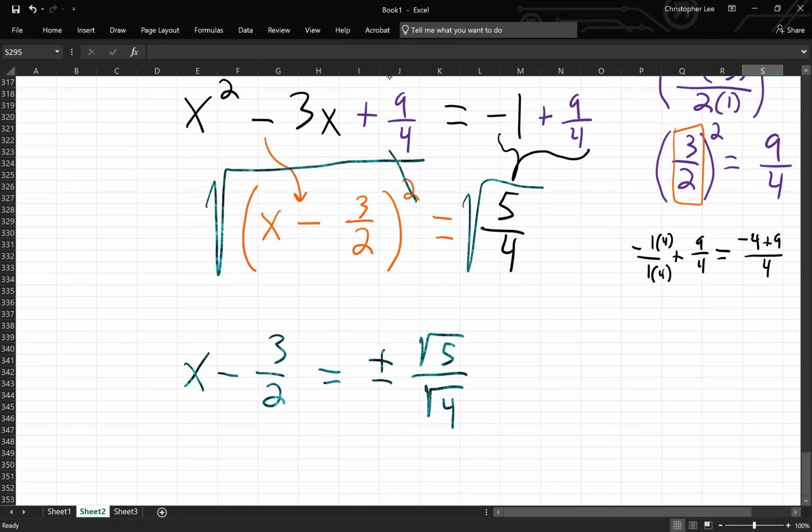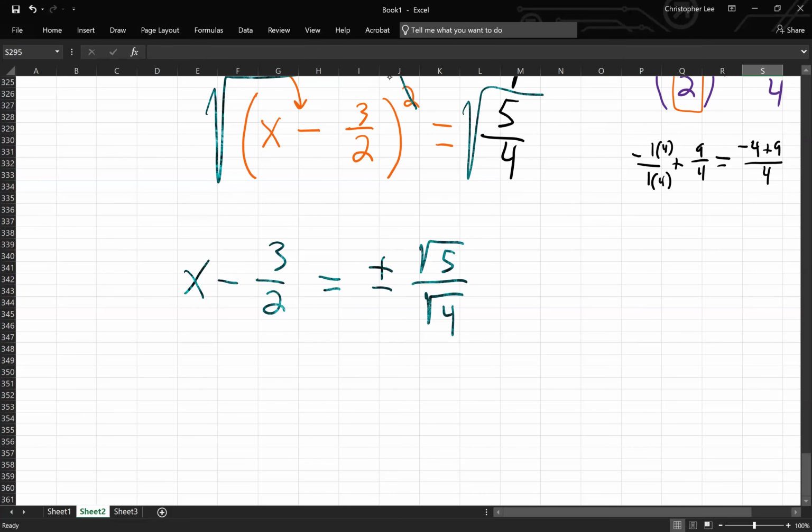Help me out. What's the square root? Question: are you supposed to put 3/2 to the other side? I'm going to add it. But back to the √5 over √4. What's the square root of 4 again? 2, right? So now let me rewrite this one more time. I have x minus 3/2 is equal to plus or minus √5/2. Now what am I going to do after that?